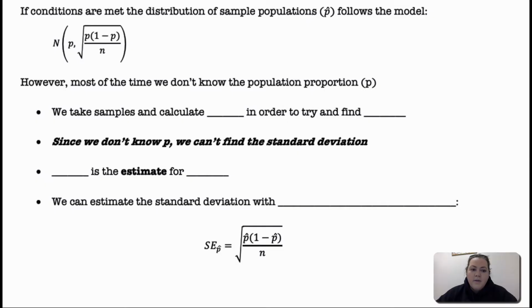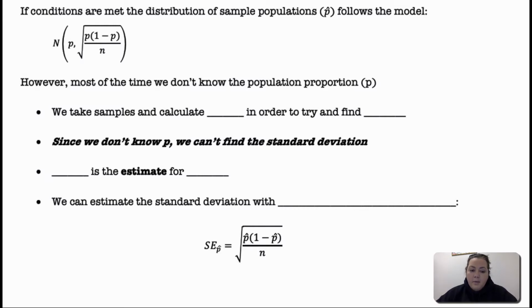All right, so if the conditions are met, the distribution of a sample proportion, p hat, follows the model where it's normal, the mean is equal to p, the population proportion, and the standard deviation is equal to the square root of p times 1 minus p over n. So this is going back to the last unit where we talked about sampling distributions.